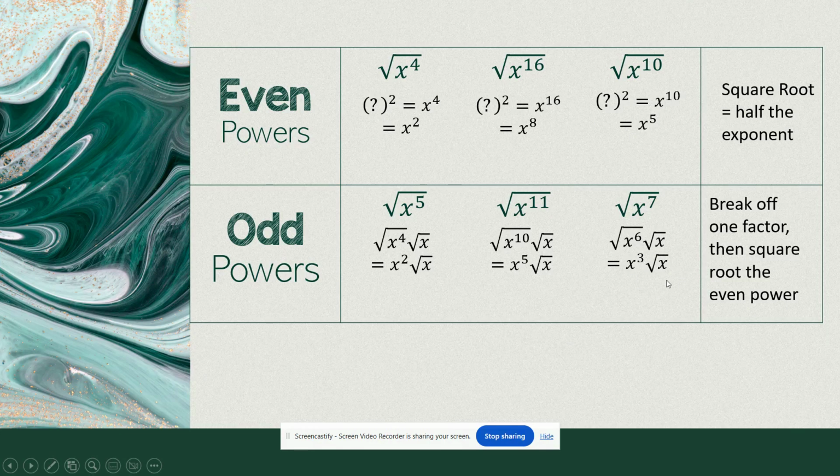Okay, so your process when you have an odd power is almost exactly the same. You want to break off one and then square root the even power. And once you break off one, that one's going to kind of just hang around with the problem for the rest of it, because that's as simple as we can get it. Okay? So these are your kind of 2 rules, especially when variables are involved. So it's important we know these 2 rules. Even ones are the nice ones. Odd ones, we kind of have to do a step or 2 in order to get it fully simplified.